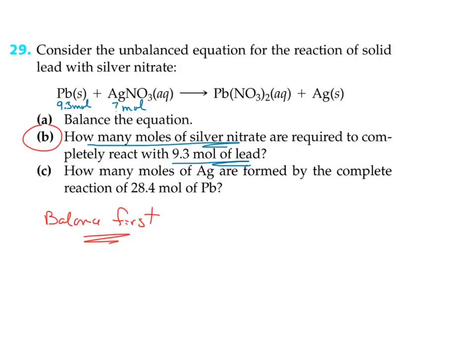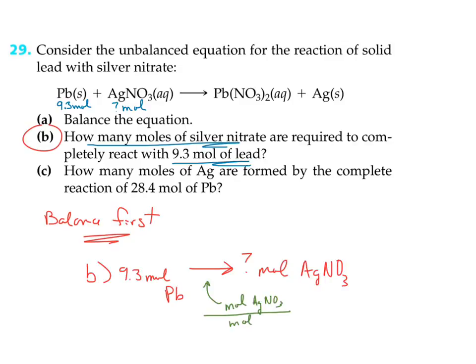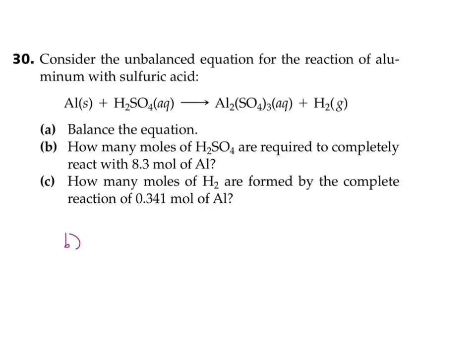So then I pretty much told you, except the purple circles I left blank. The purple circles here, this ratio that you're going to use to go from moles of lead to moles of silver nitrate, those numbers come from the balanced equation after you balance it.